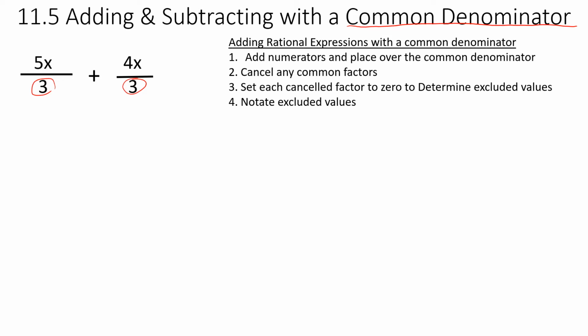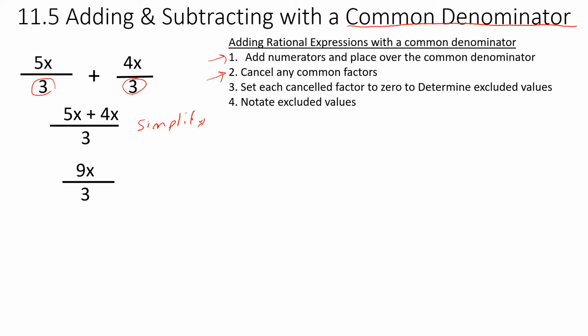So here we have a fraction that's being added, and notice that they have common denominators. If you have a common denominator and you're adding, all you have to do is add the numerators and place them over the common denominator, which is what I've done here. And then you simplify. So 5x plus 4x is 9x. And then at this point, you can cancel any common factors.